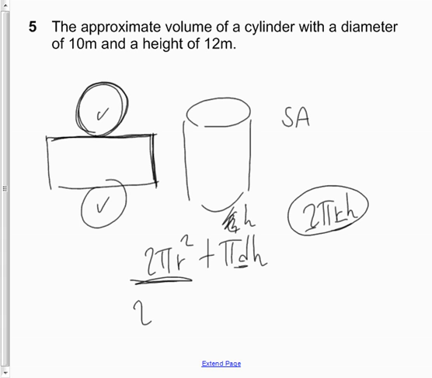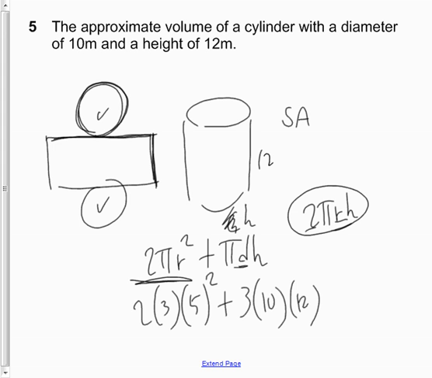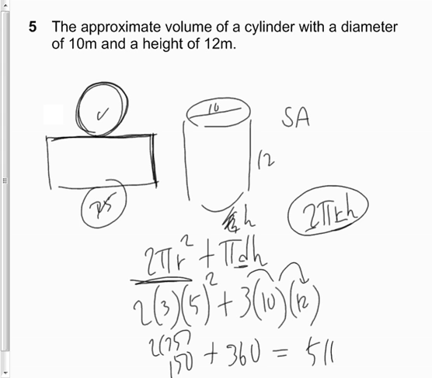So 2 multiplied by 3 multiplied by 5 squared plus 3 multiplied by 10 multiplied by 12 would be the numbers you have to substitute, because there's your 12 and there's your 10. Okay? So we have 2 75s, because each circle would have a surface area of 75. So both circles would have a surface area of 150. And this would be 30 times 12, which would be 360. And when you add those two together, you have a total surface area of 510 meters squared, which is the answer to the last question.